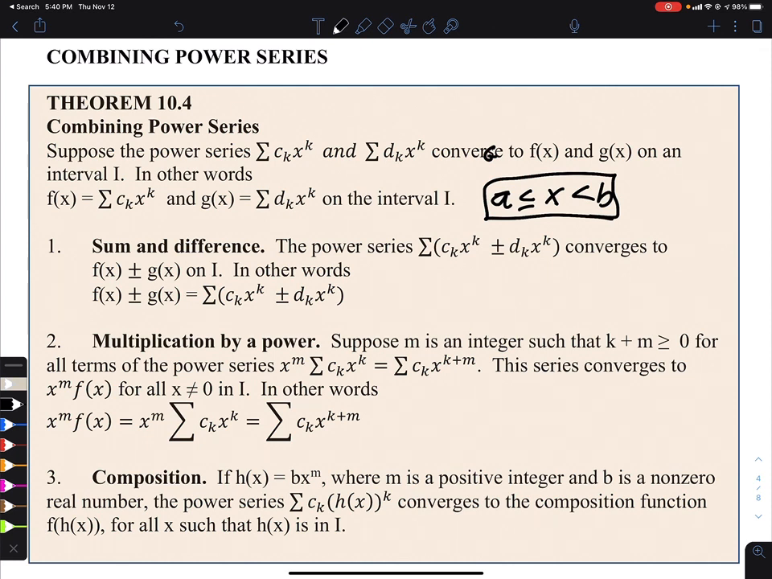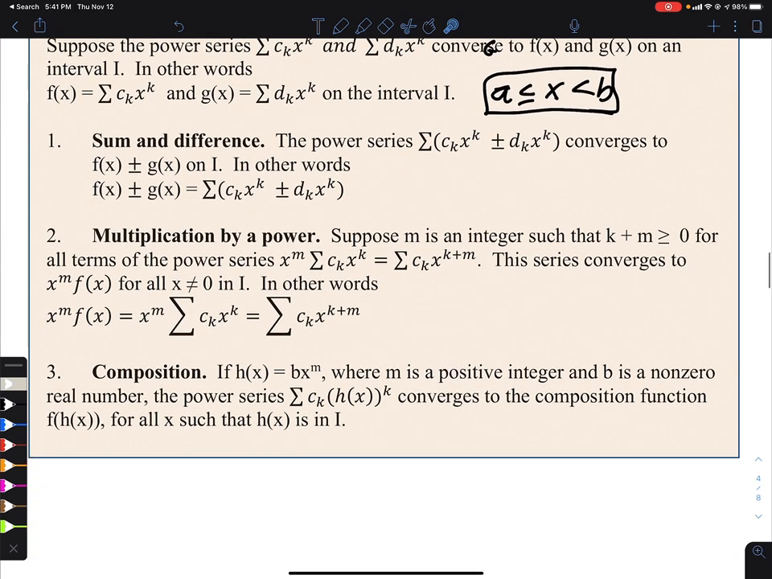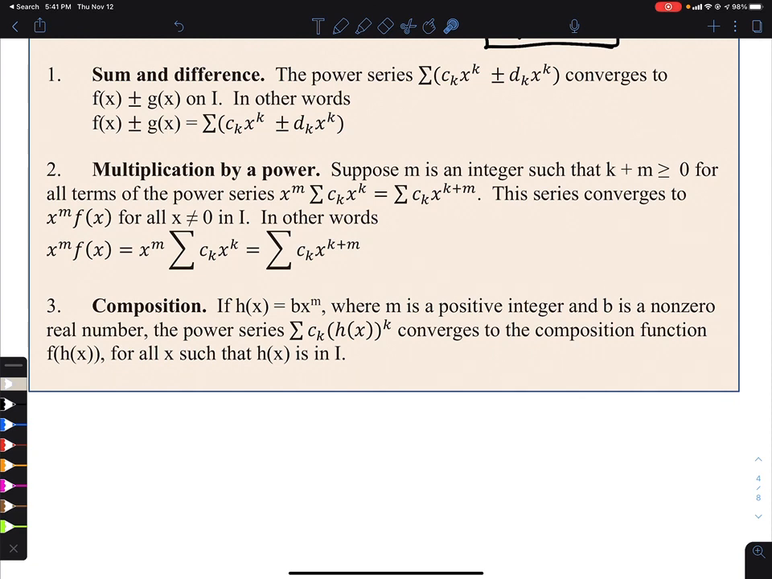So here's what the first one says. If you want to know what the power series is for the function f plus the function g, or subtracting, you can combine each series together. So the sum of each individual function, to get their power series, you add or subtract their actual series together. So that's what that's saying. That one's pretty straightforward, should make sense. Here's where it gets trickier.